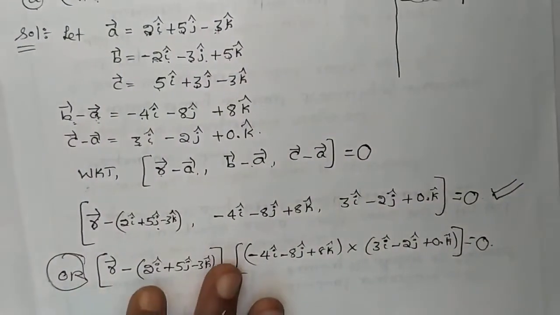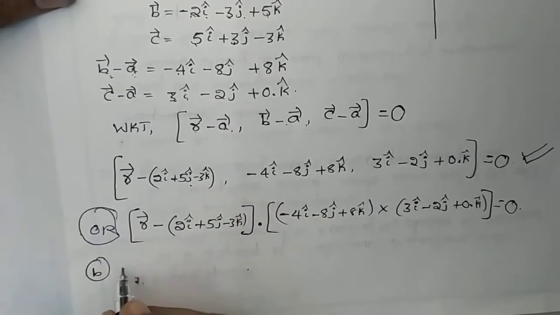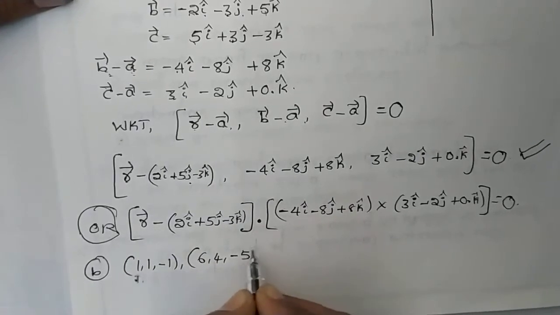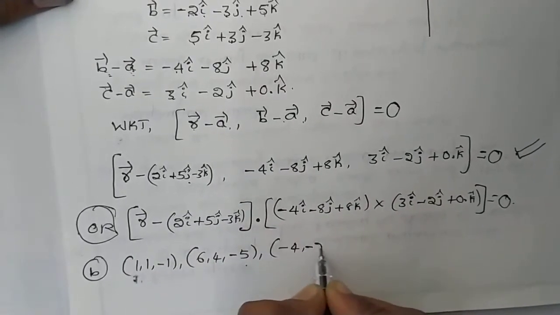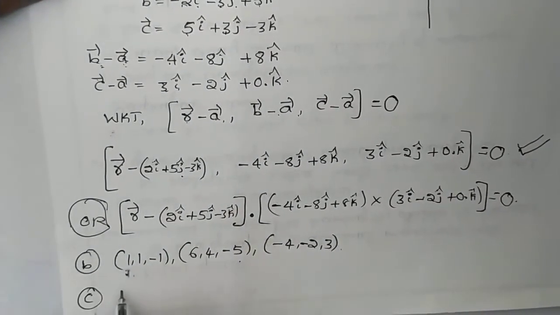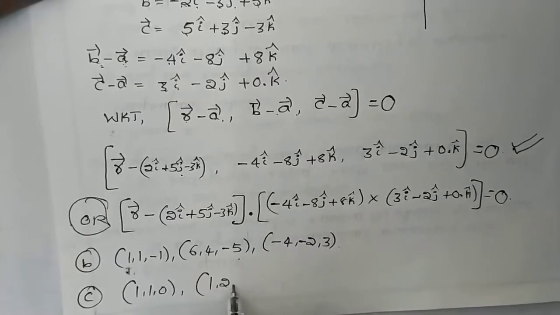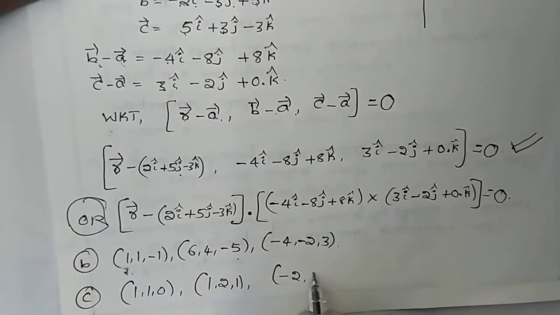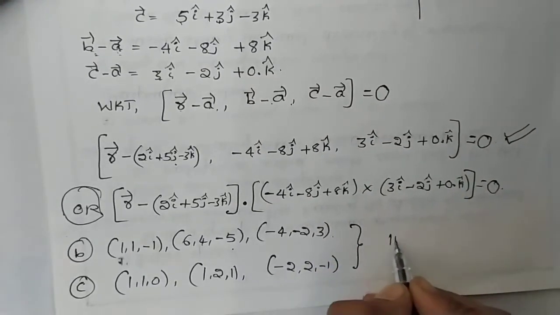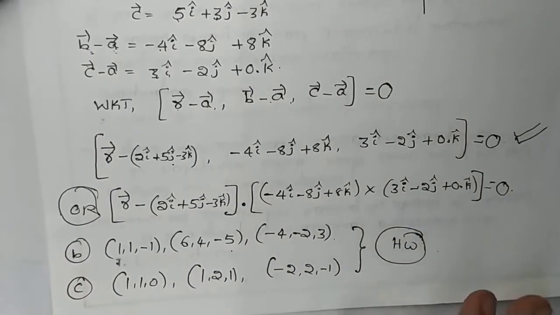Next question, that question will be homework for you. Next question number is B, 1 minus 1, 6, 4 minus 5 minus 4, minus 2 plus 3. It is B. Next, one more question. That question is C, 1 1 0, 1 2 1, minus 2 2 minus 1. These are the two questions homework for you. You just do it at your home.